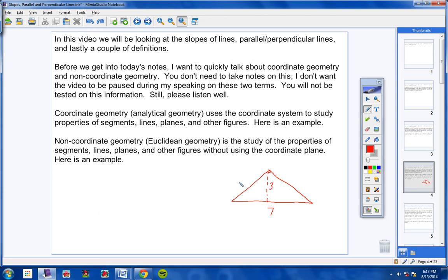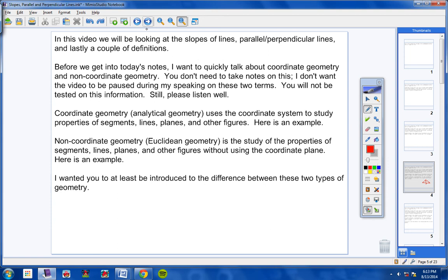And you might say, well, Mr. Earhart, which one of these two geometries are we going to study this year? Both. There are going to be times that we're going to look at figures on the coordinate plane and use ordered pairs to help us. There will be times we will look at figures not on the coordinate plane and we will study them that way. So we're going to use both of these, and I wanted you to at least be introduced to the difference between these two types of geometry, okay? And you will not be tested on that, but I wanted you to know that.